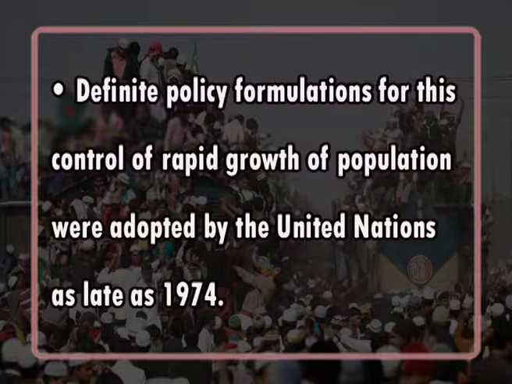Definite policy formulations for the control of rapid growth of population were adopted by the United Nations as late as 1974. Nevertheless, you may be happy to hear that a pioneering country which adopted population policy as a part of developmental programs as early as in 1952 was India. But our policy developed into a comprehensive plan of action only from 1976.